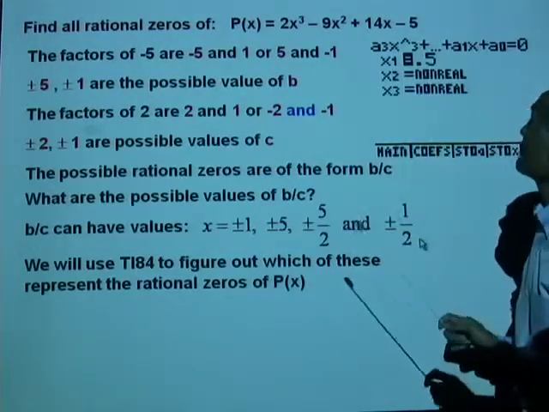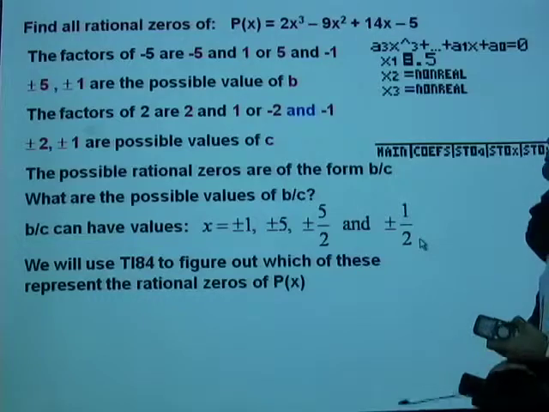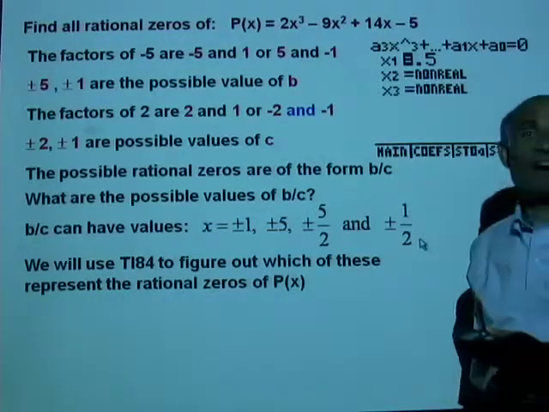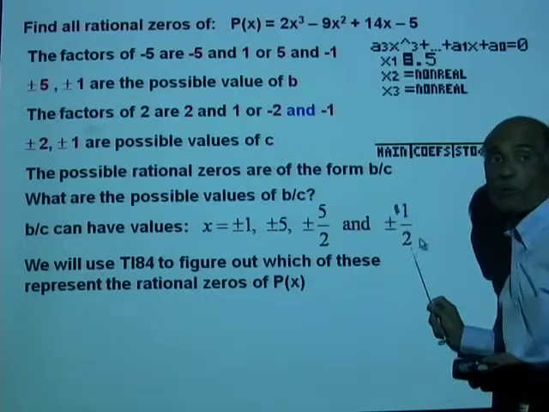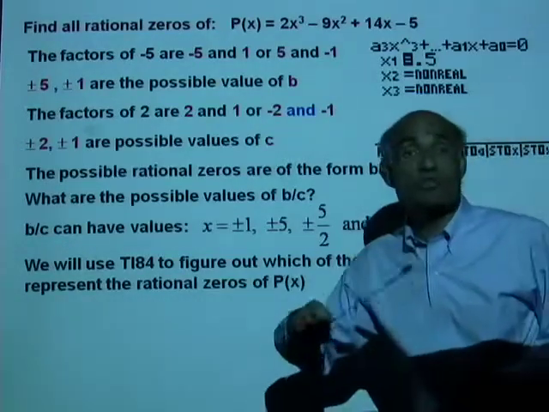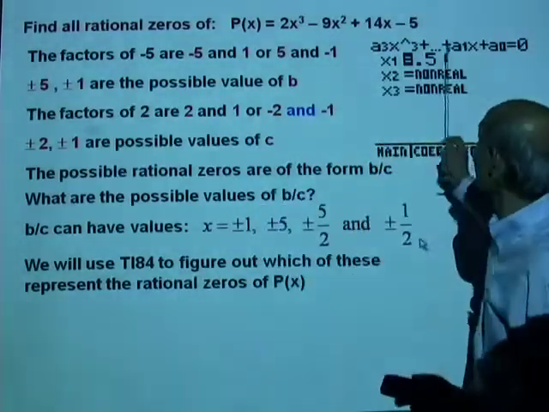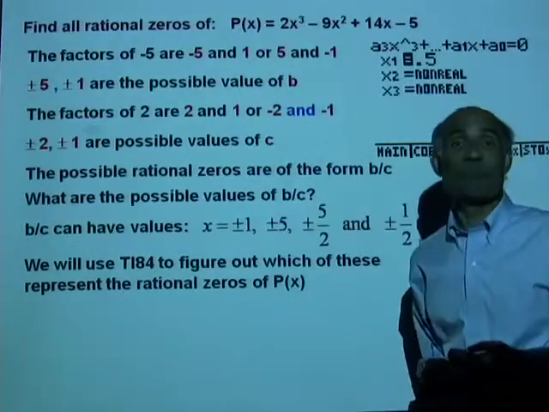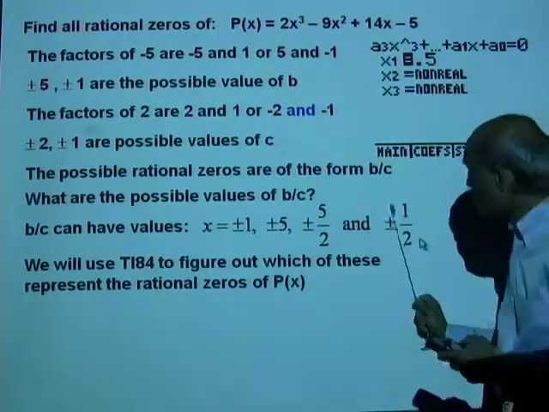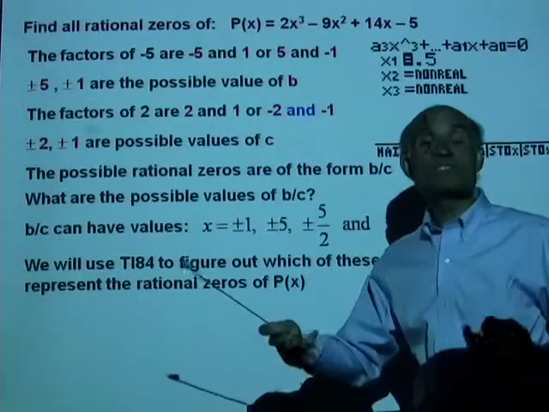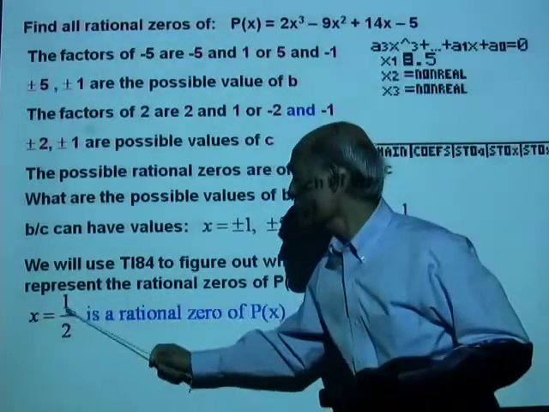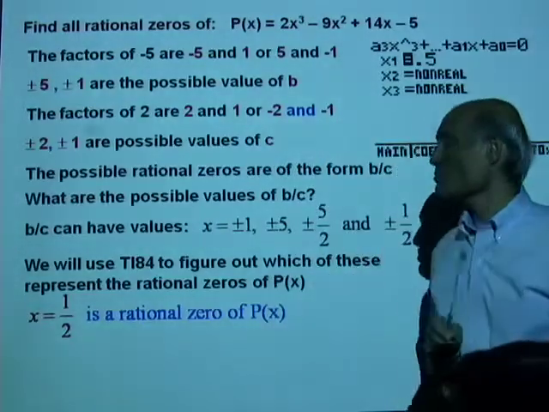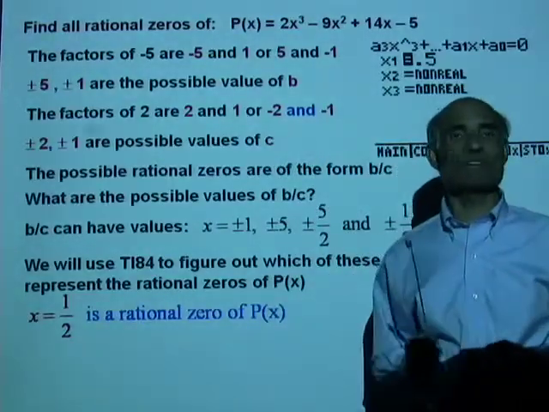This is what you get. The calculator gives you x1 equal to 0.5, which means, look at this, we said plus or minus 1/2 are two possible zeros. Now the calculator said, yes, 0.5 is a zero. That means 1/2 is a rational zero. Alright, so x equal to 1/2 is a rational zero of P of x.